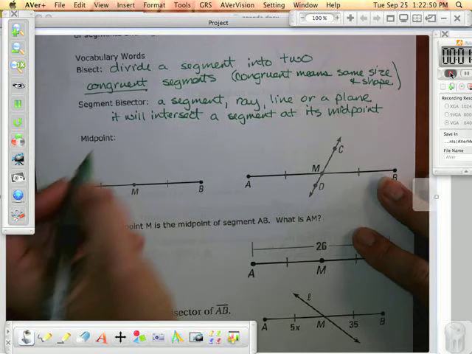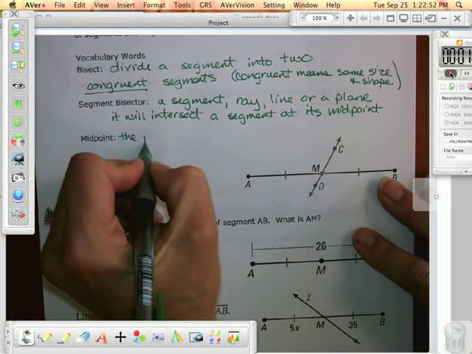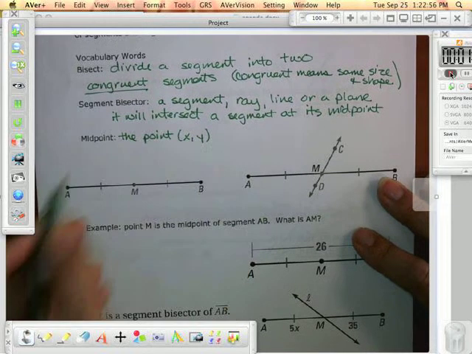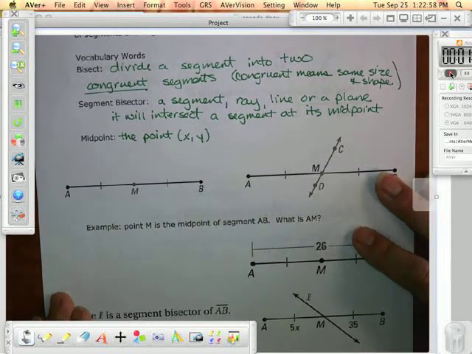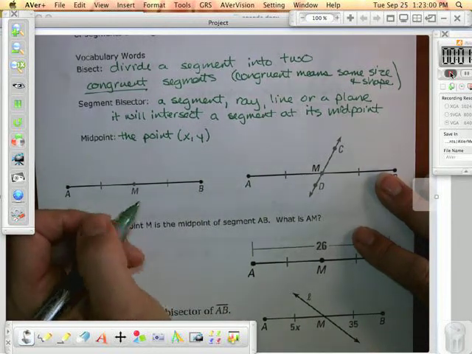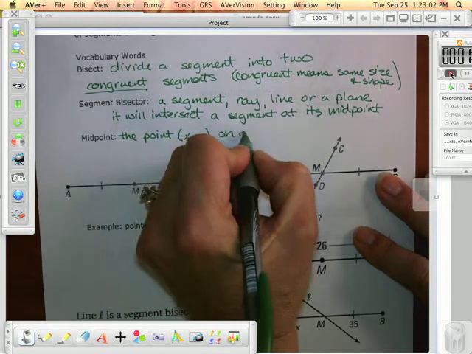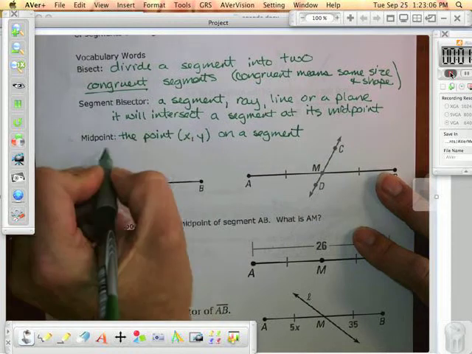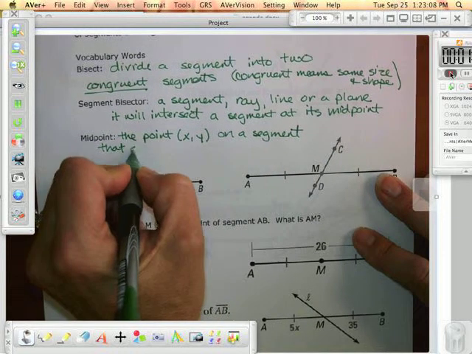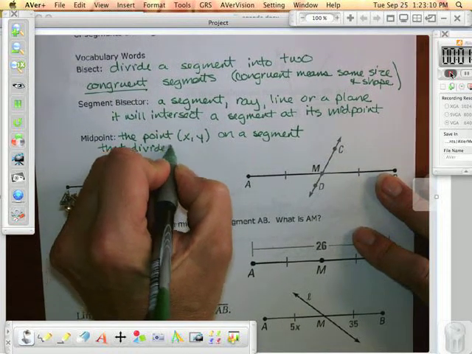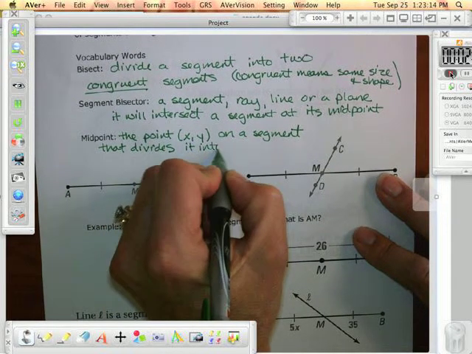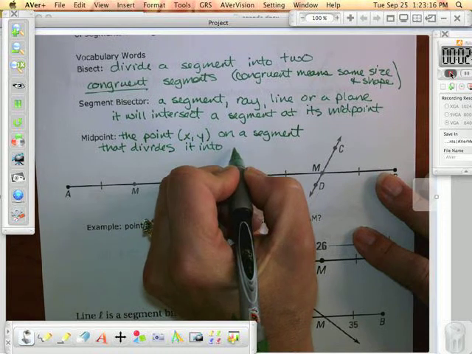Okay, the midpoint is the point. It's written as an ordered pair. On a segment that divides it into congruent parts.